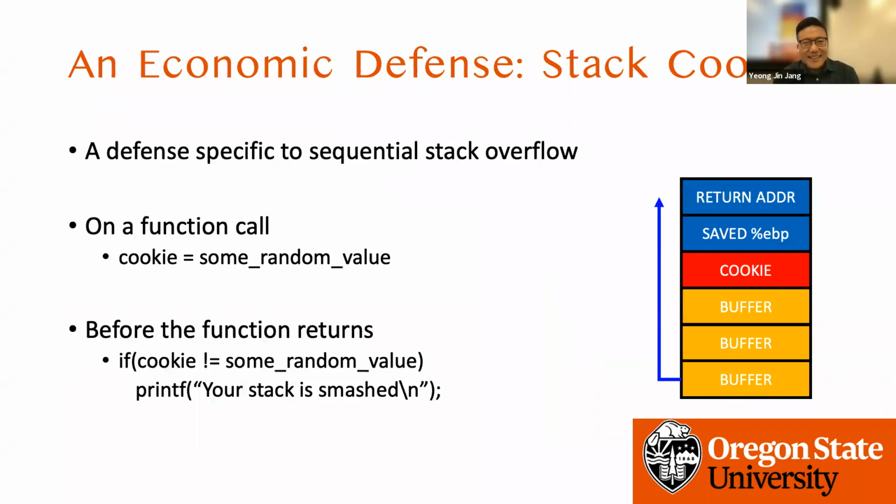So the next topic is an economic defense. This is the topic for week 4 challenges. The first economic defense that I will introduce is the so-called stack cookie. It is just a random number put on the stack.